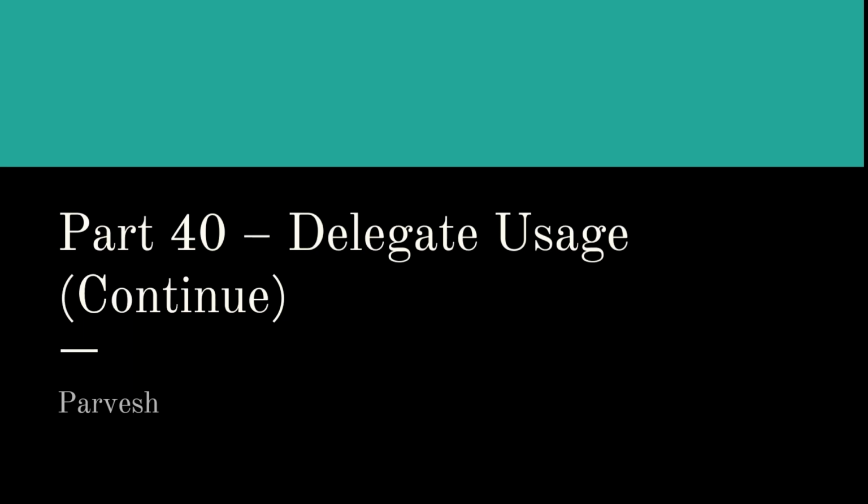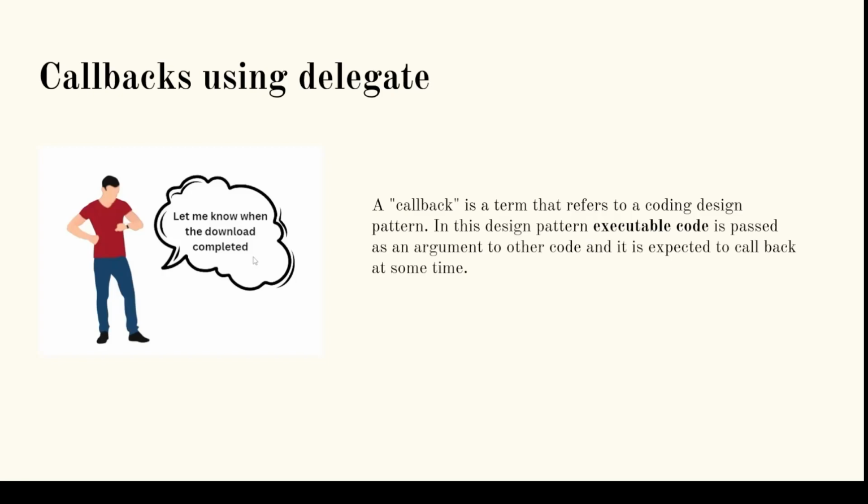In this video, we will continue our discussion on delegates and we will see how we can implement callbacks using delegate. First, let's try to understand what is a callback. A callback is a term that refers to a coding design pattern. In this design pattern, executable code is passed as an argument to other code and it is expected to call back at some time. Let's understand this with a real life example.